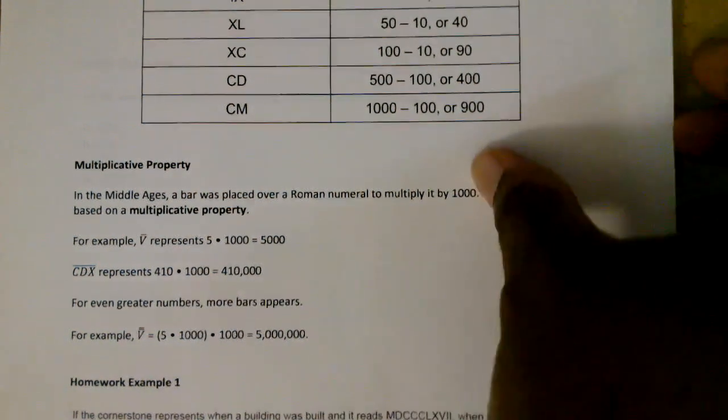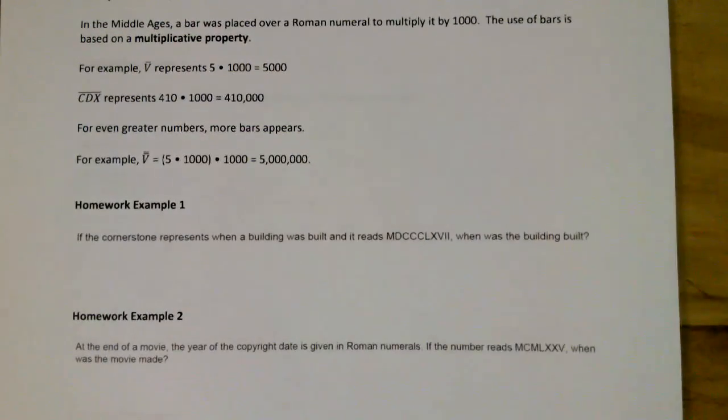Now, let's look at some homework problems that are similar to the ones in my math lab. If a cornerstone represents when a building was built and it reads MDCCCLXVII, when was the building built?